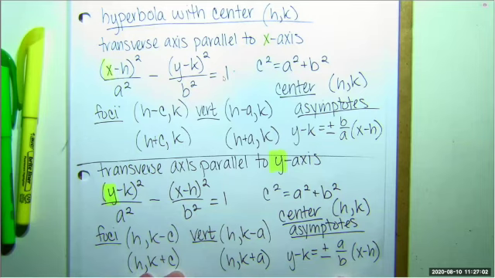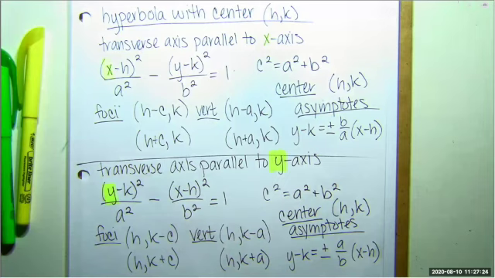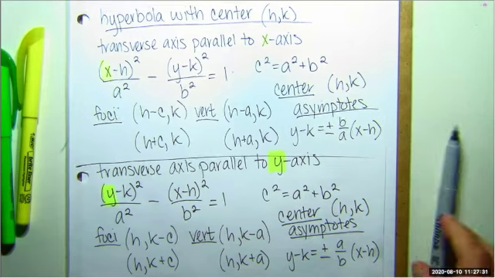All right, any questions so far? Oh, and down here, of course, when our transverse axis is parallel to the y-axis, to get to the foci and vertices, we're adding and subtracting these values on the y coordinates. All right, any questions so far? Okay, so we'll just go ahead and graph a few of these.